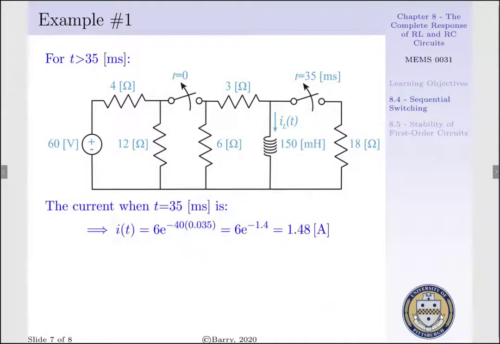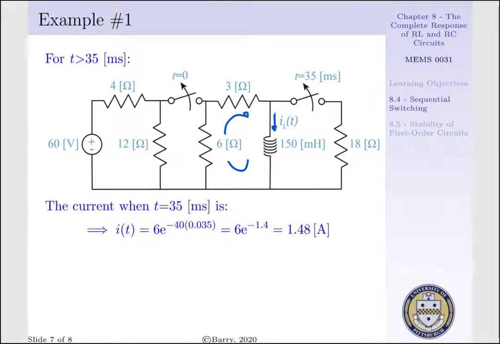In the time period t greater than 35 milliseconds, switch 2 is open. In this particular situation, all we now have is our current, I_L, running through a loop that contains our 3 and 6 ohm resistors. Now, the current running through our inductor when time is equal to 35 milliseconds is simply found by taking our expression for I of t from our previous time interval and inserting t equal to 35 milliseconds. Thus, I of t at t equal to 35 milliseconds is 1.48 amps.